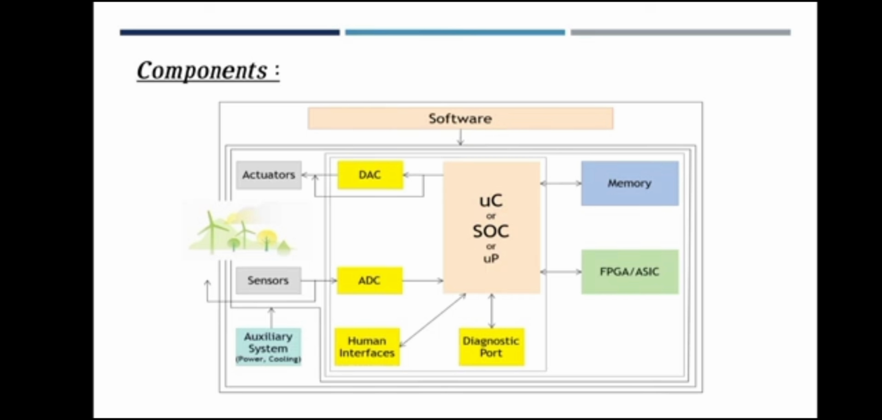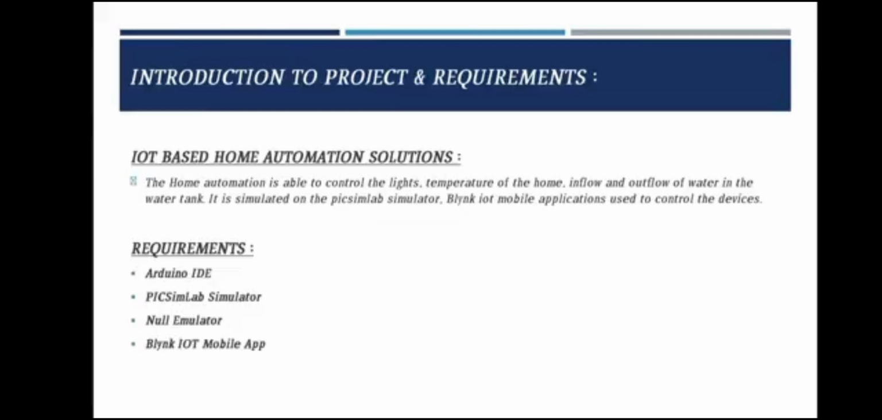These are the components of embedded system. Basically, an embedded system consists of input, output, microprocessor or microcontroller, or we can say system on chip, and other peripherals like software, digital to analog converters, analog to digital converters, diagnostic ports, actuators, sensors, actuator system, human interface, memories, FPGA or ASIC. So, as you see in the slide.